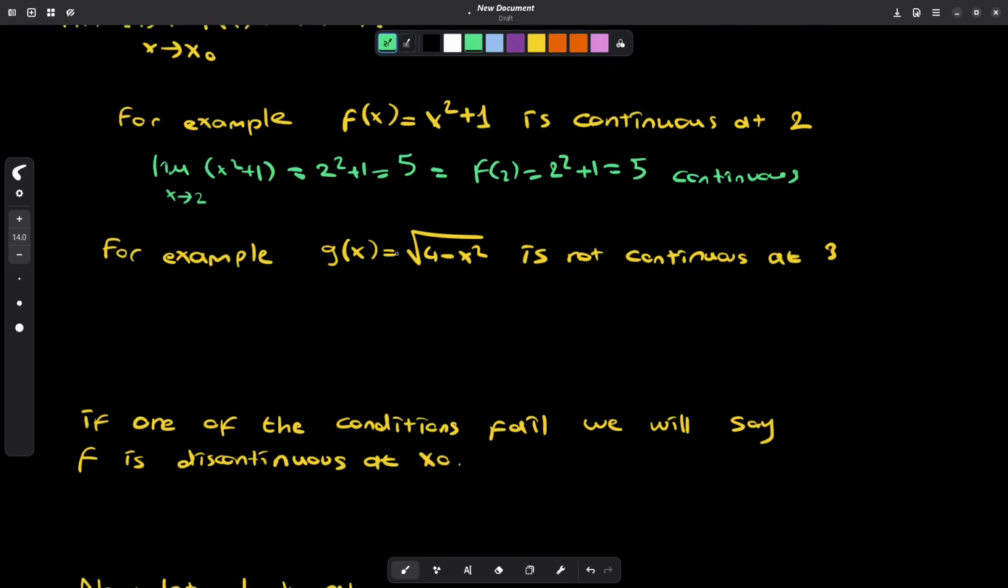For example, g(x) equals the square root of 4 minus x squared is not continuous at 3. Why? Because I will see that g(3) is not defined, right? 4 minus 3 squared. So therefore, g(3) is not defined. Therefore, I am going to say this function is not continuous at 3. If one of the conditions fails, we will say f is discontinuous at x0. So we are saying that our g(x) is discontinuous at 3.